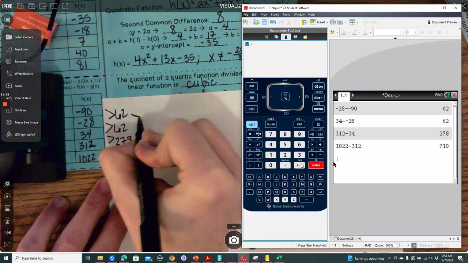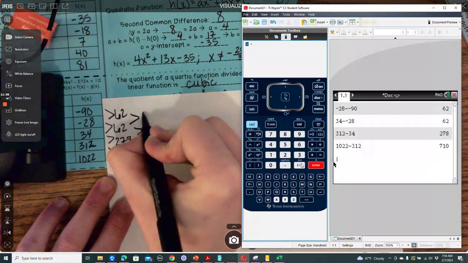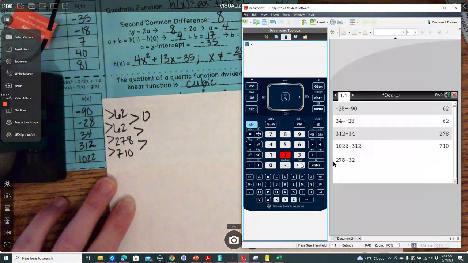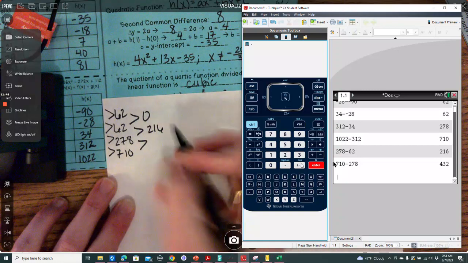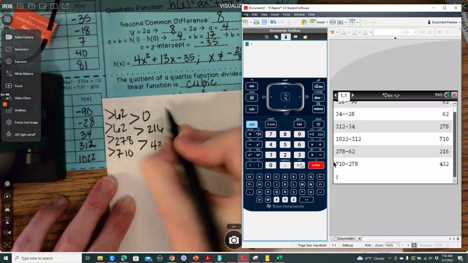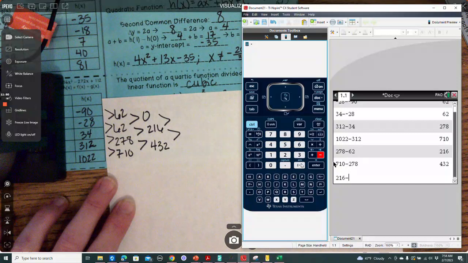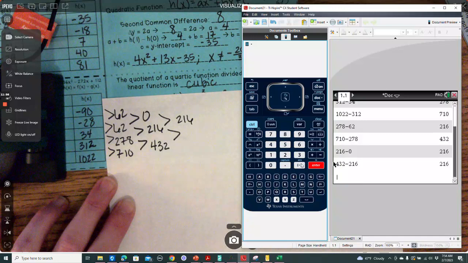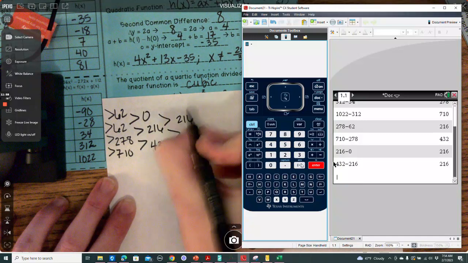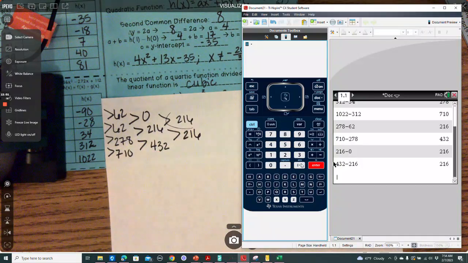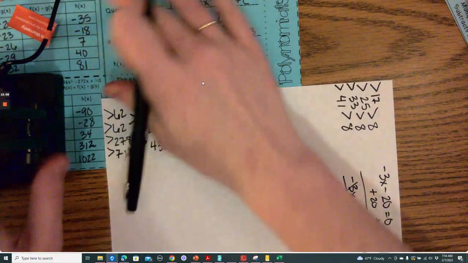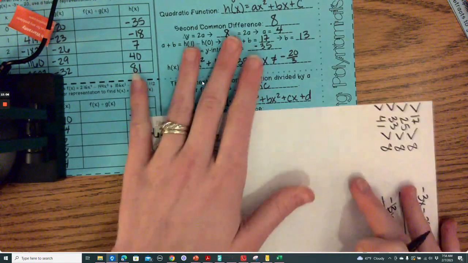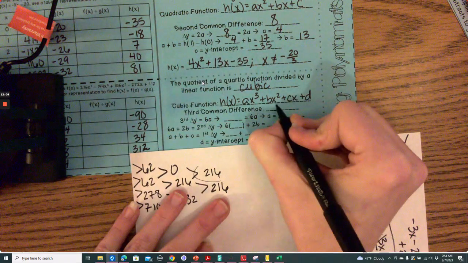So there's my first difference. Second difference, 62 minus 62 is 0. 278 minus 62 is a 216. And then 710 minus a 278 is 432. And then third common difference, 216 minus 0 is 216. 432 minus 216 is a 216. So that's my third common difference. Okay. Scoot back over here. So my third common difference is 216.